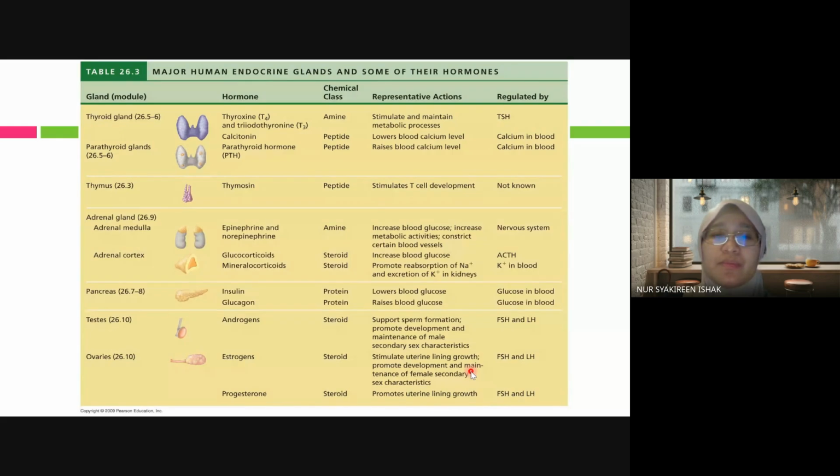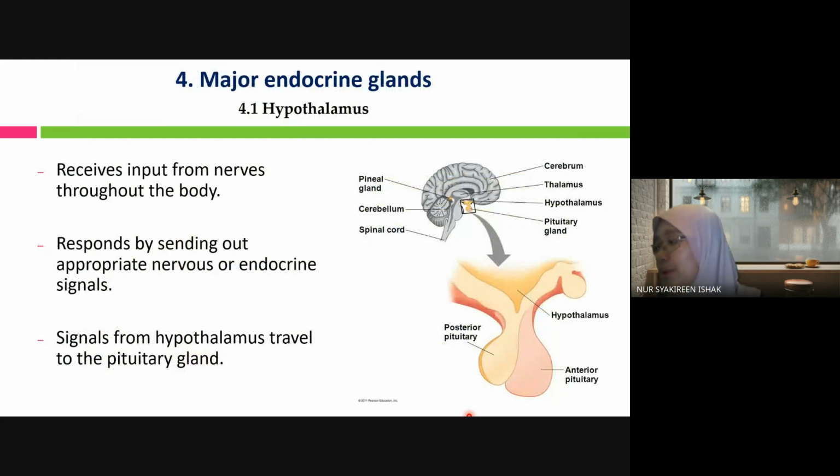Okay, so just go through this table, understand how each gland produces or secretes, the type of hormones, and then the function. This is just a summary. So we are going to look at the detailed explanation of it. Okay, so let's look at the first endocrine gland, which is the hypothalamus.